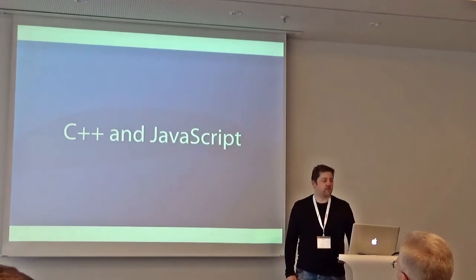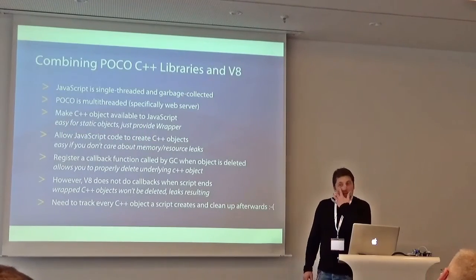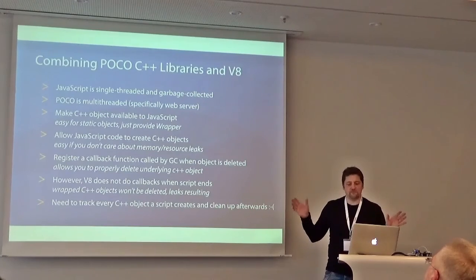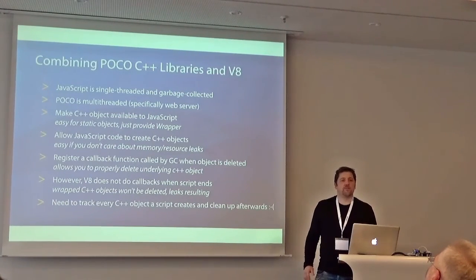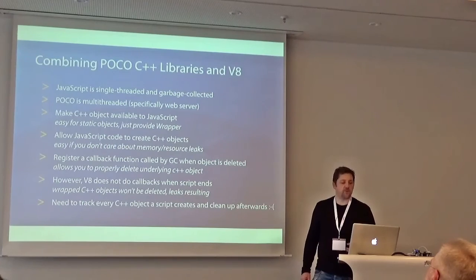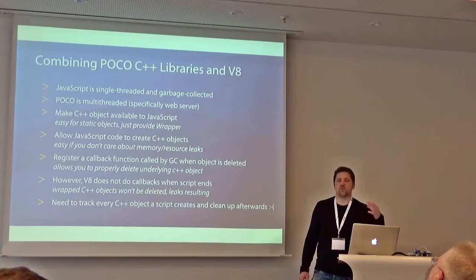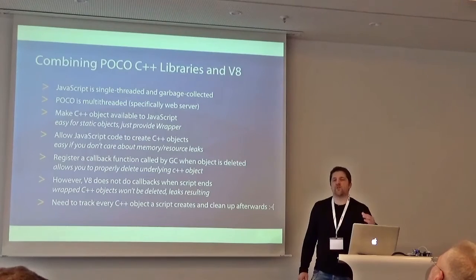So how can we combine C++ and JavaScript? It's actually quite an interesting task to do, because we have two very varying worlds coming together. On the one hand, for example, JavaScript is inherently single-threaded and uses garbage collection, while C++, especially when you're using Poco, is multi-threaded, especially when you're doing things like the web server. Then there's the question how you can provide C++ objects to your JavaScript code, which is kind of easy if you have a static C++ object that stays there over the entire lifetime of the JavaScript. It gets interesting if you allow your JavaScript to create JavaScript objects that are actually backed by C++ objects.